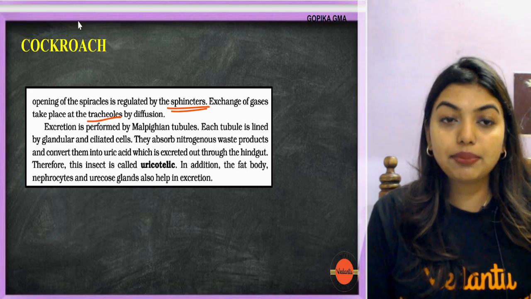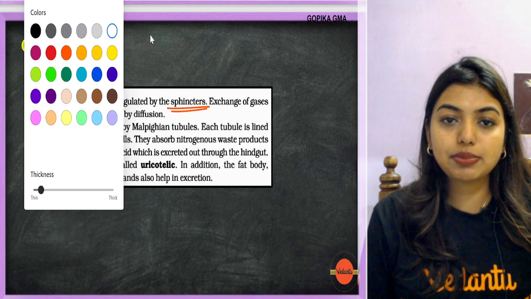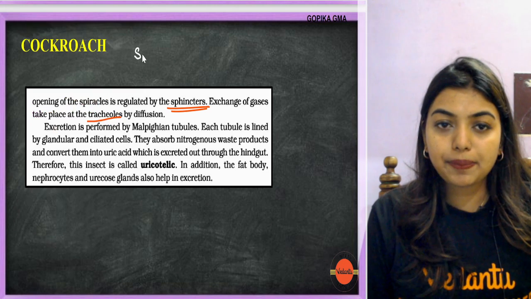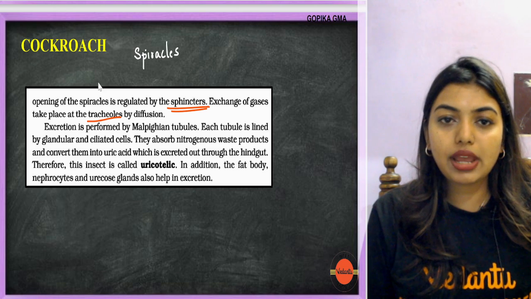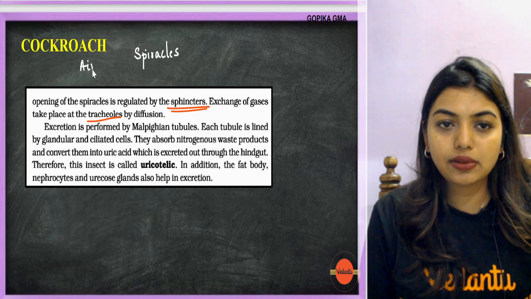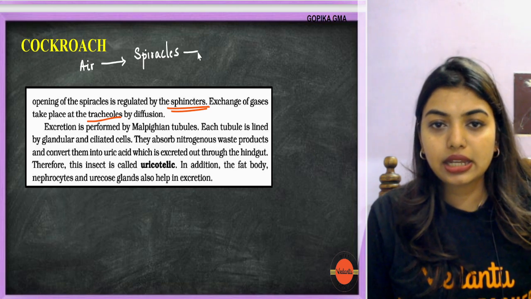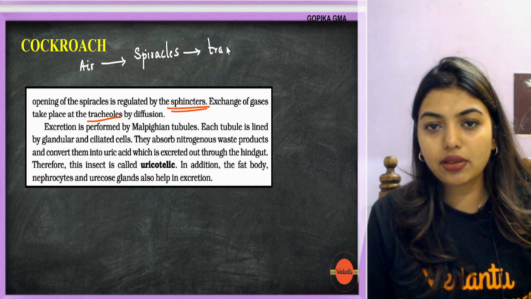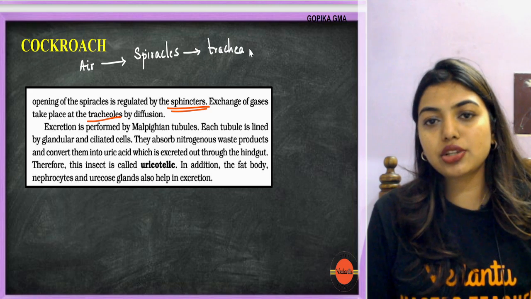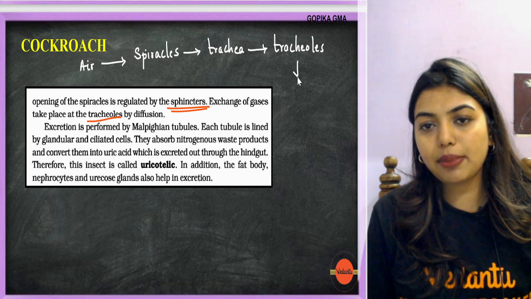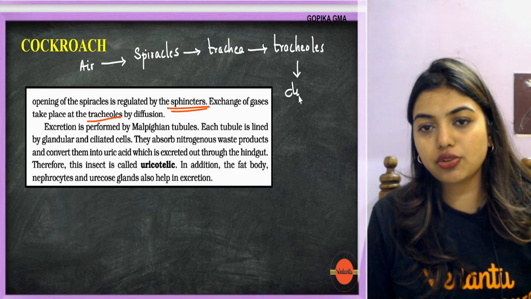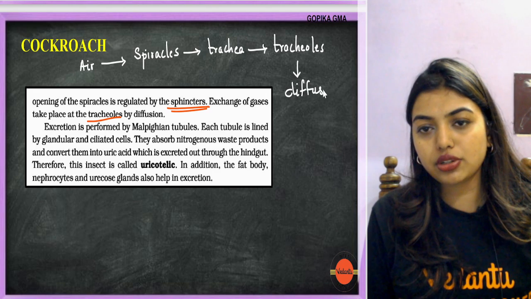So very simple, the respiration. That is, there are spiracles, small openings. Now air is going to come through the spiracles, get into the trachea. From the trachea it is going to go into small openings called tracheoles. Here the exchange is going to happen, like how it happens in the alveoli. No, here the exchange is going to happen with the help of diffusion.